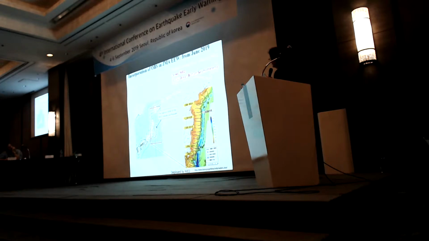Okay, so here I explain the implementation of the OBS data. S-net is composed of 150 ocean bottom seismometers deployed around here, off the east coast of Japan. This ocean bottom seismometer data was incorporated into JMA operation from June 2019, 3 months ago.